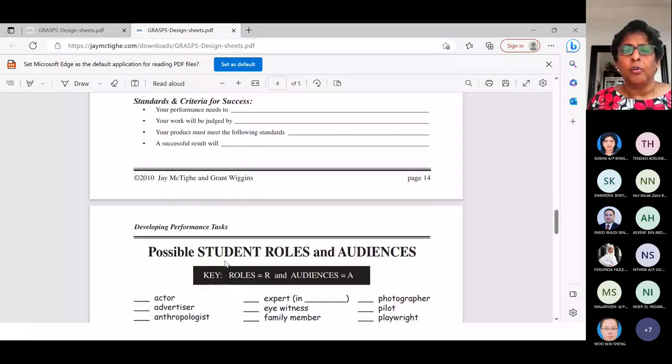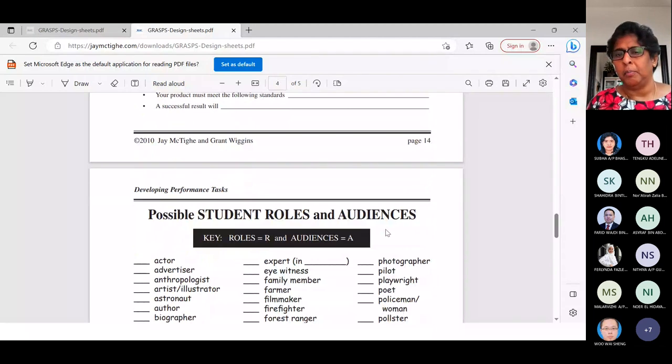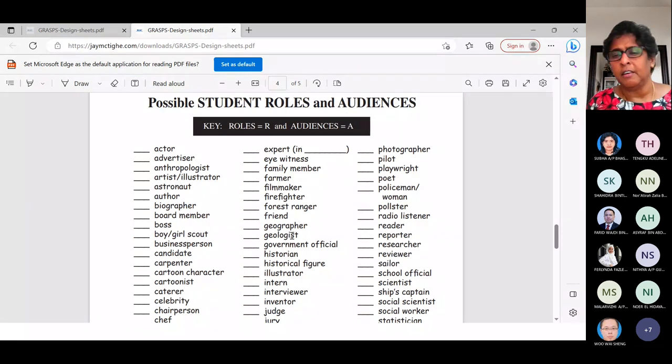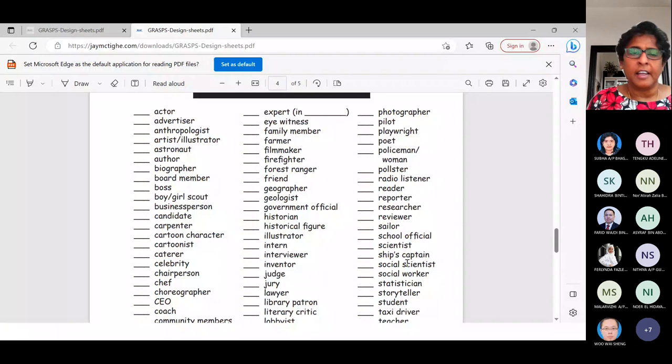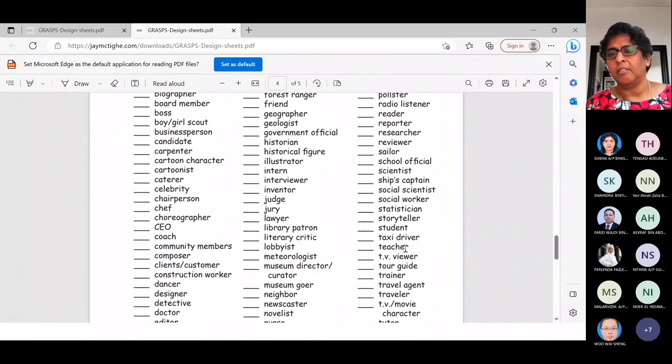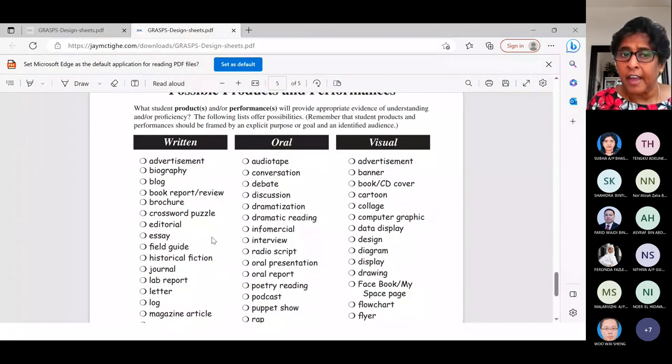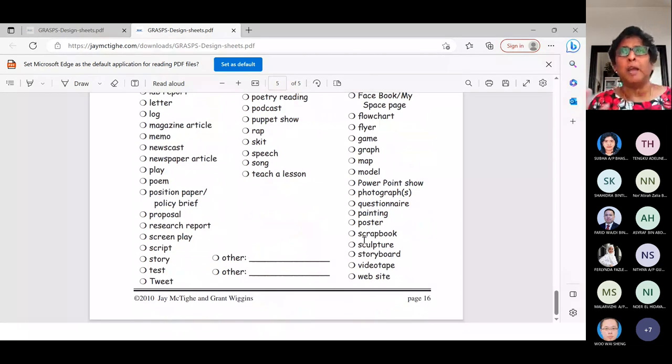Also, they give you various roles that you can ask your students to play. You can ask them to be an author, a friend, an intern, a social scientist, imagine you are a scientist, a taxi driver, whatever it is, and what kind of performance you want from them. You want them to create an advertisement, an essay, a debate, a cartoon, or a drawing, or whatever it is. So there are many ways you can play with this and create various types of tasks based on your learning outcome. Again, you have to be very careful because many of us get carried away when we have this kind of task.